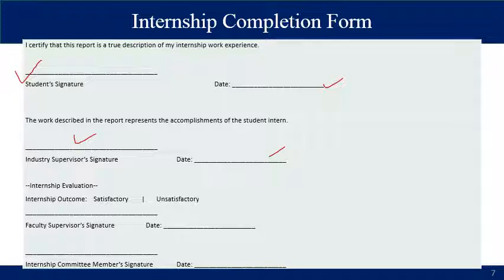The department has an internship committee along with the faculty supervisor which will assess the outcome of your internship. And in case your internship is satisfactory, you can move forward with other processes at the department.